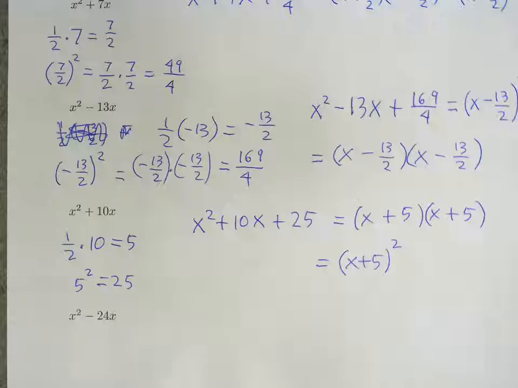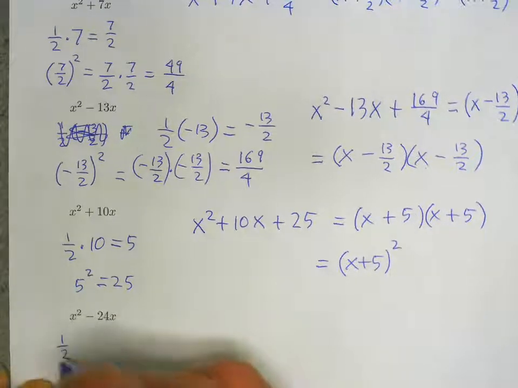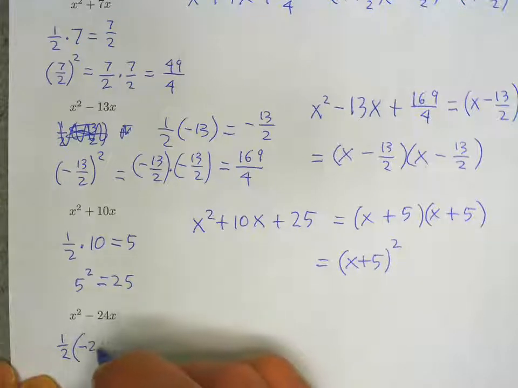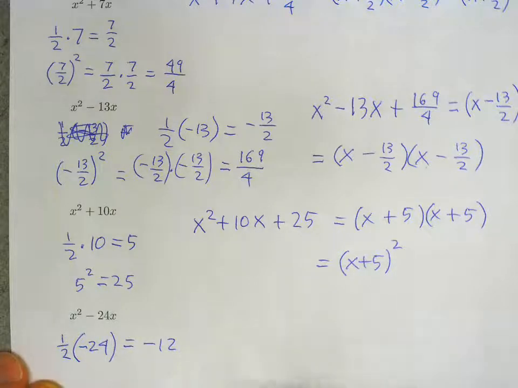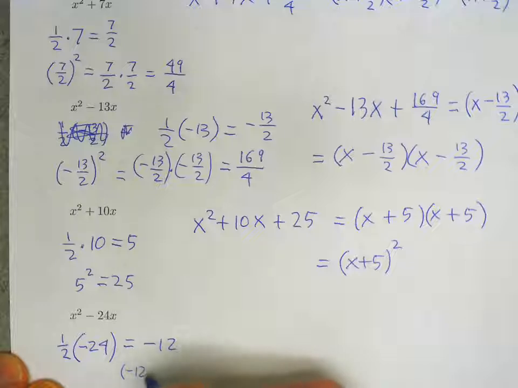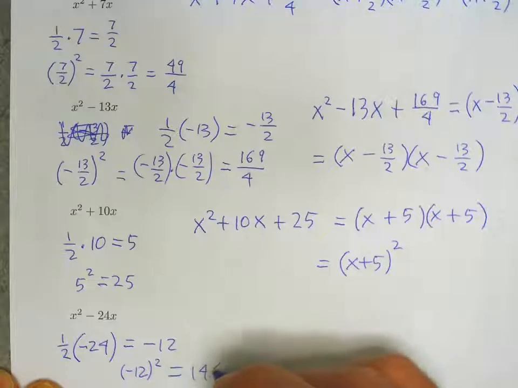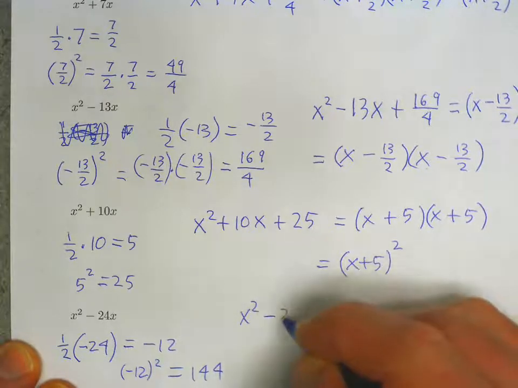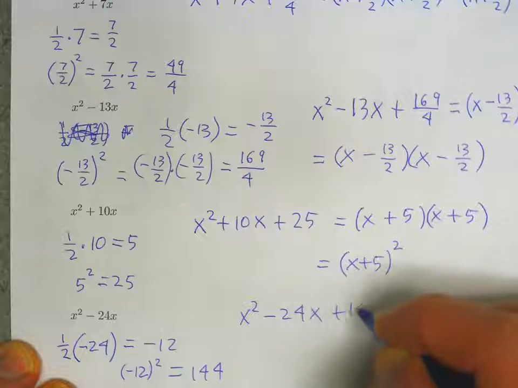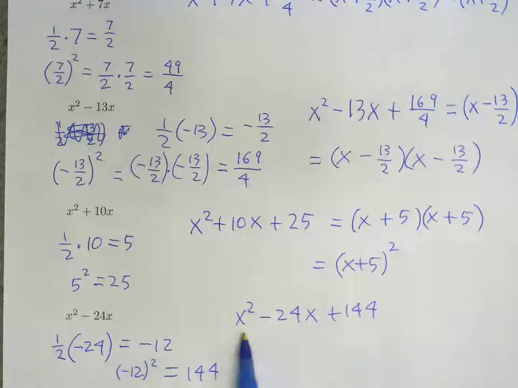Okay, the last example, x squared minus 24x. The coefficient of x squared is 1. So in step 2, we take 1/2 of the coefficient of x, 1/2 of negative 24, which is negative 12. And then we're going to square negative 12. And when we square negative 12, we get positive 144. Okay, so we're going to add positive 144 to x squared minus 24x. And this is now a perfect square trinomial.